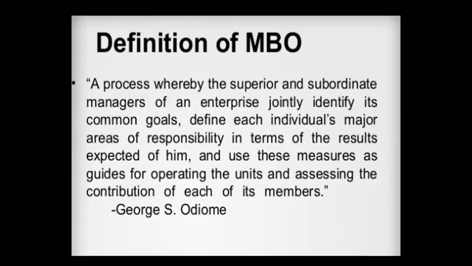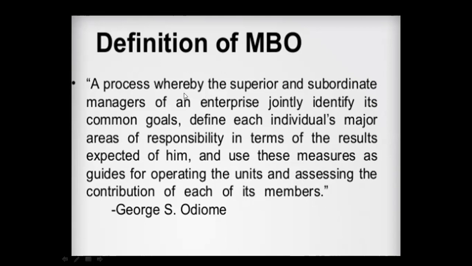Now the definition. There are various definitions given by different persons, so we will see three across. This definition was given by Georges Odion: it is a process whereby the superior and subordinate managers of an enterprise jointly identify its common goals, define each individual's major areas of responsibility in terms of the results expected of them, and use these measures as guides for operating the units and assessing the contribution of each of its members.